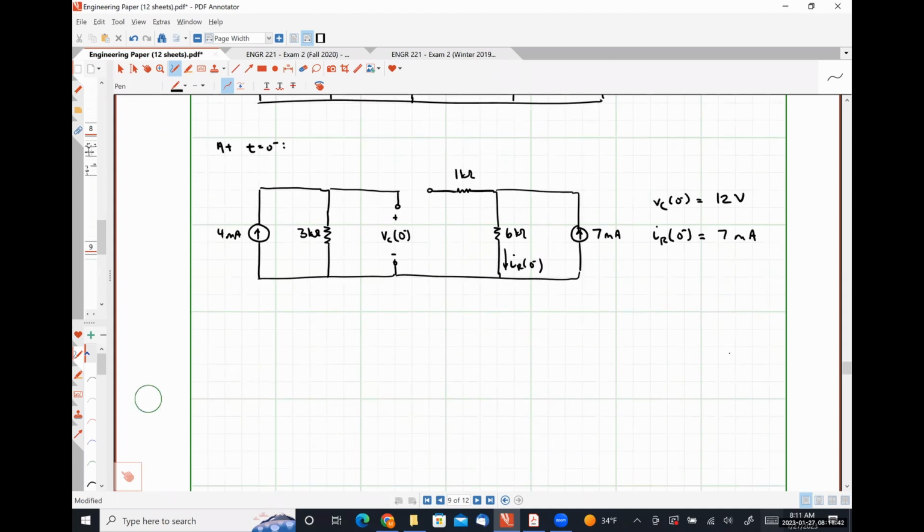All right, so let's look at things at t equal to 0 plus. At t equal to 0 plus, our switch has changed from being closed at A to being closed at B. So our 4 milliamp source is still going to be there. Our 3 kilo ohm resistor is still going to be there. But now we're going to have an open circuit over here. And then this is where my capacitor is. Because we're at 0 plus, I'm going to represent my capacitor with a voltage source.